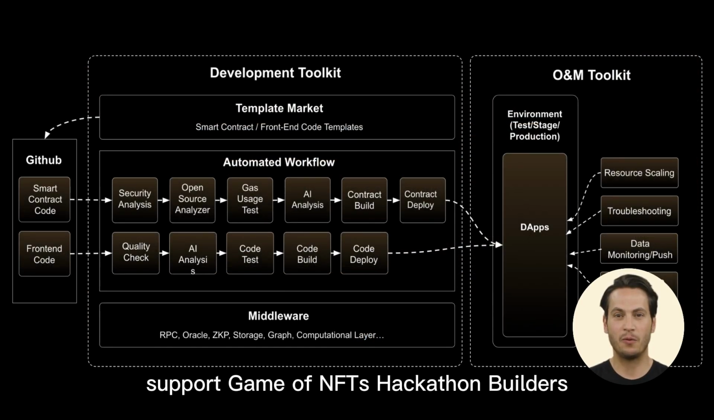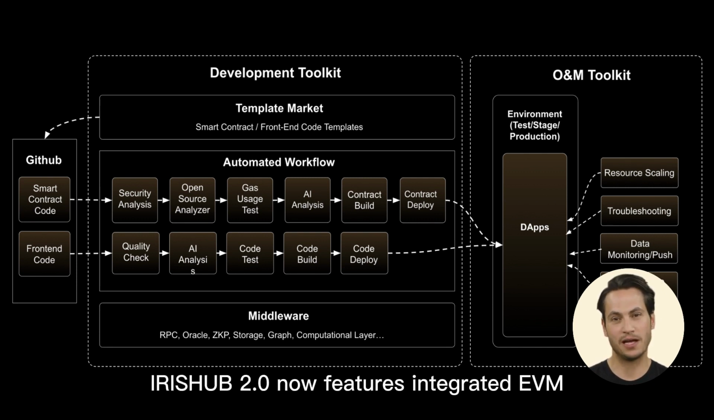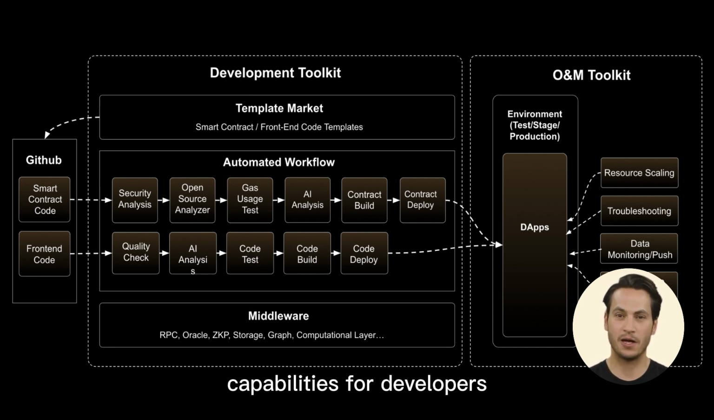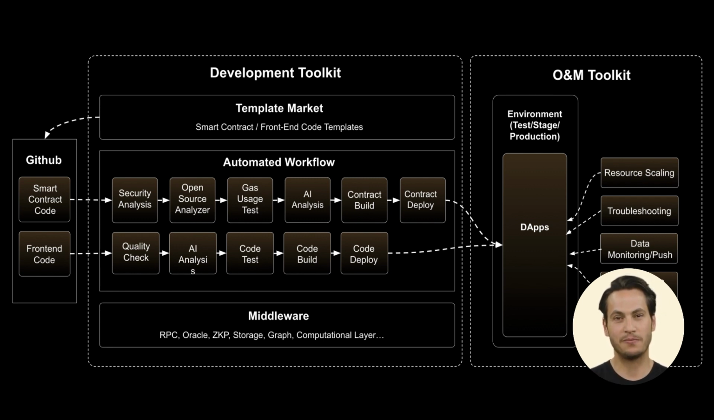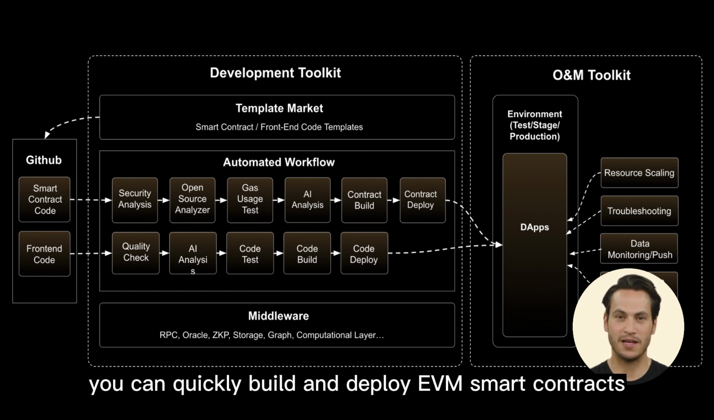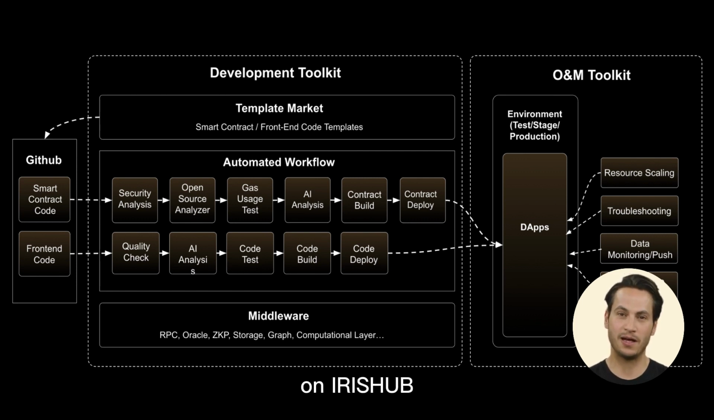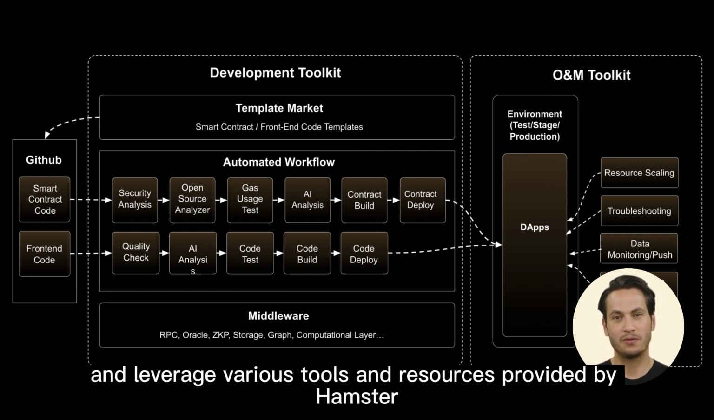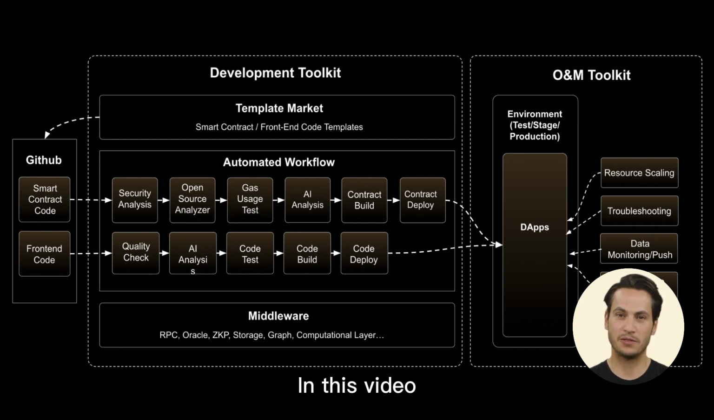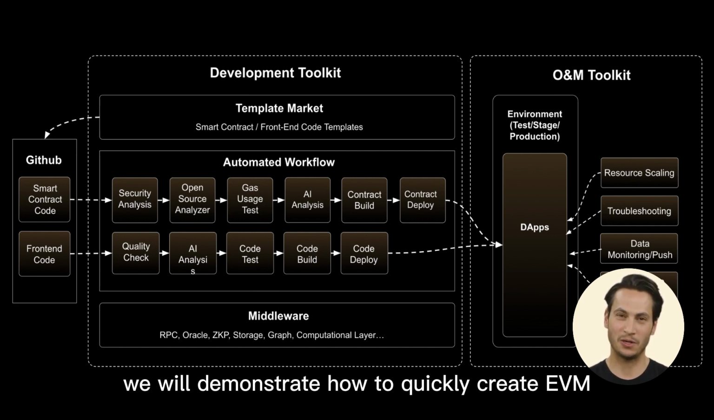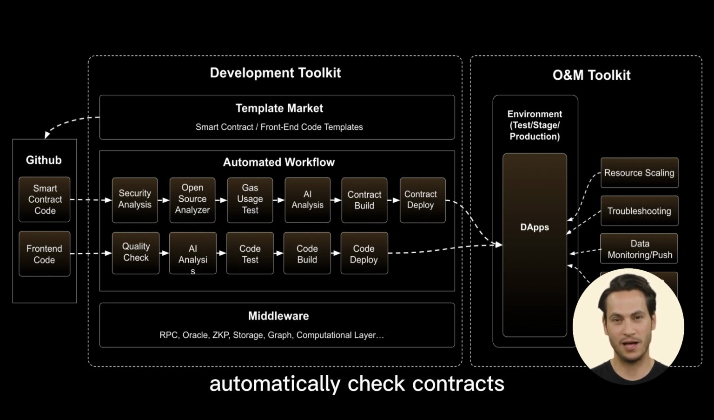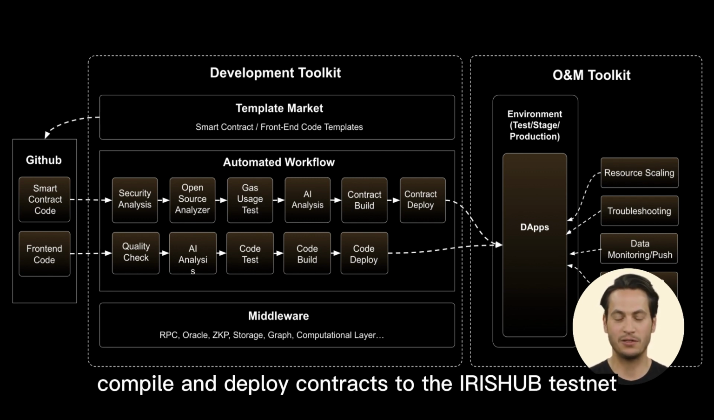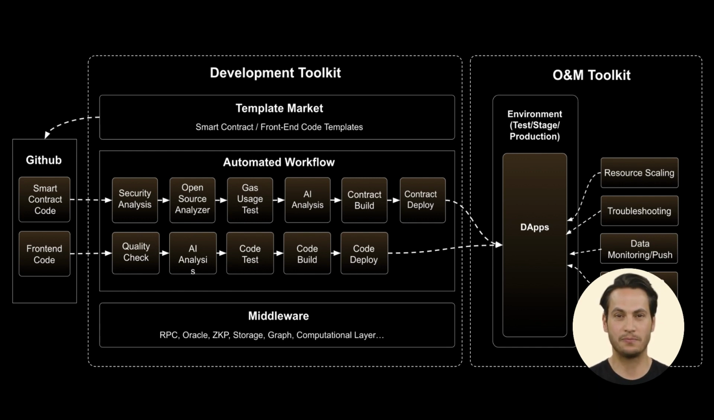How will Hamster support Game of NFTs Hackathon builders? Iris Hub 2 now features integrated EVM capabilities for developers to effortlessly build dApps using EVM smart contracts. Therefore, you can quickly build and deploy EVM smart contracts on Iris Hub and leverage various tools and resources provided by Hamster. In this video, we will demonstrate how to quickly create EVM smart contracts with the help of Hamster, automatically check contracts, compile and deploy contracts to the Iris Hub testnet.